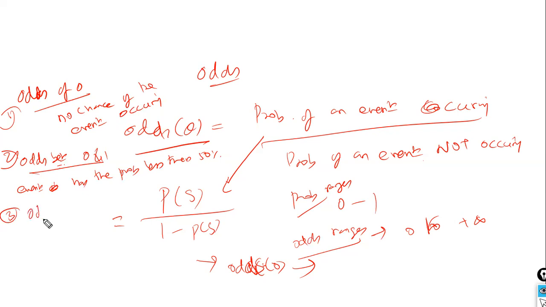If I say odds equal to 1, what does it tell us?